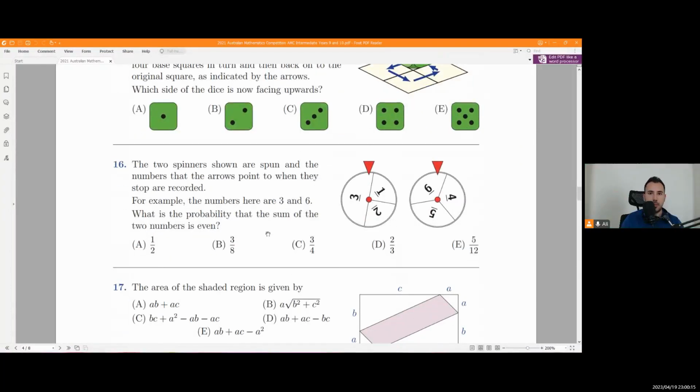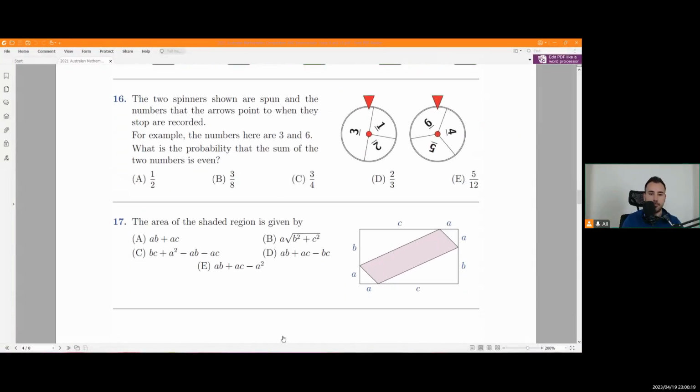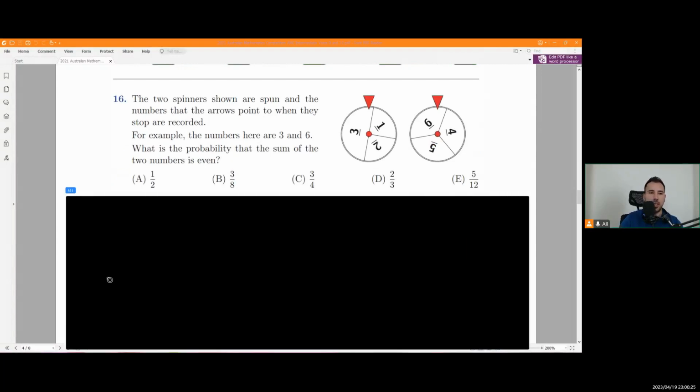So let's go and continue with question 16. I think from here, the questions are challenging, so I'll try to explain more.